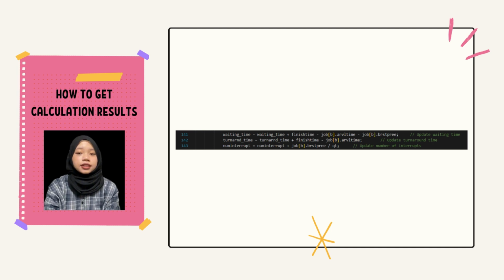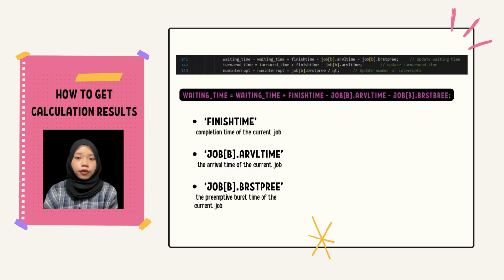So, firstly, this part of the code gives us the total waiting time, total turnaround time, and total number of interrupts. Waiting_time represents the total time a job spends waiting in the ready queue before it begins execution. Finish time is the completion time of the current job. Job B.arrival time is the arrival time of the current job. Job B burst pre-E is the preemptive burst time of the current job, which is the time the job spends in the CPU during each time quantum.